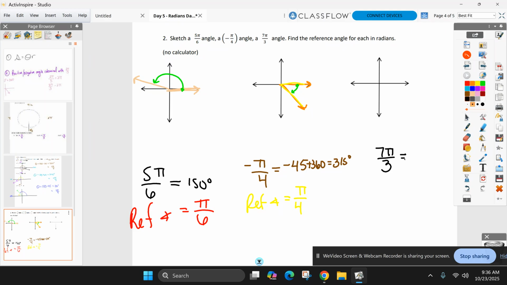Okay. Pi over 3, what do we have? Pi over 3. 60 times 7. Yes, that gives me 420. A little too large for us, right? So let's subtract 360 from it. And what do I get there? 60? Is that really 60? Yep.